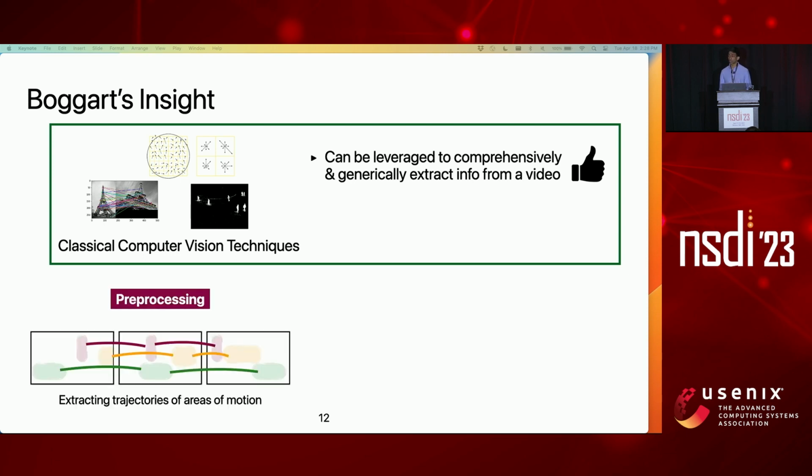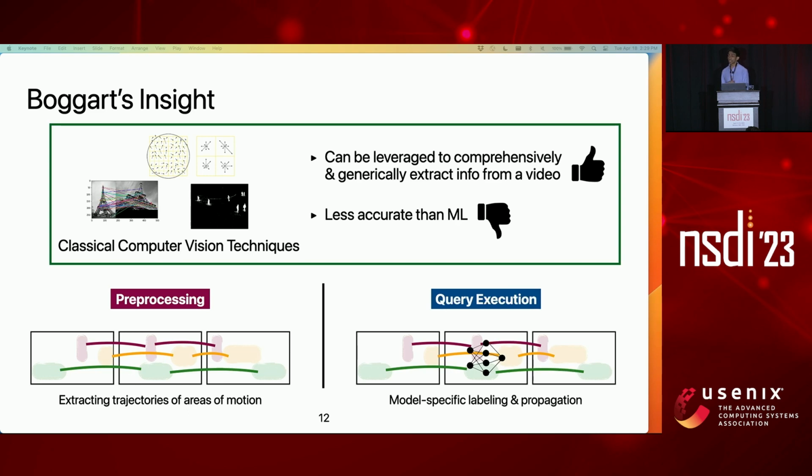during pre-processing, use these traditional computer vision techniques to extract trajectories of potential objects based on motion patterns. This provides a way to extract important information about the video and then link it across frames. It's also much cheaper than using ML models or even compressed ML models. However, these computer vision algorithms tend to be less accurate and precise than machine learning models. So during query time, we judiciously run the query model to label the trajectories and correct these imprecisions in the pre-processing results. So now I'll describe each of these phases in more detail, and we'll begin with pre-processing.